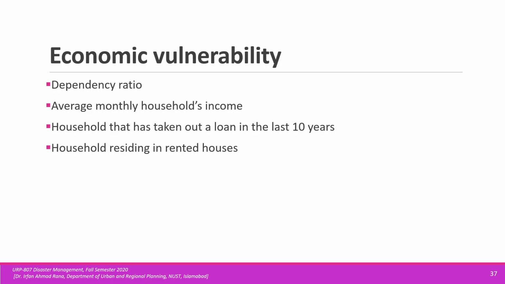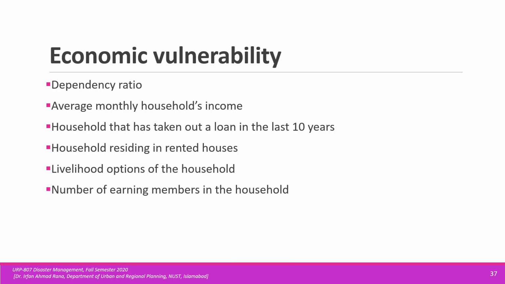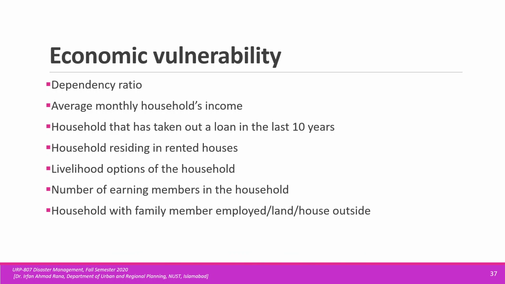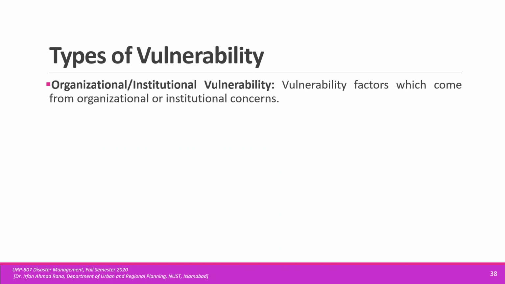People residing in rented houses might have higher economic vulnerabilities. Limited or diverse livelihood sources might increase or decrease your economic vulnerabilities. Then the number of earning members: the more earning members, the lesser the economic vulnerability. And people who are living outside hazard prone areas might have decreased economic vulnerability because their jobs will continue if they're living outside. And people with means of transportation, like households with assets. In Pakistan, a car, for example, is considered an asset, so that might be construed as part of economic vulnerability.